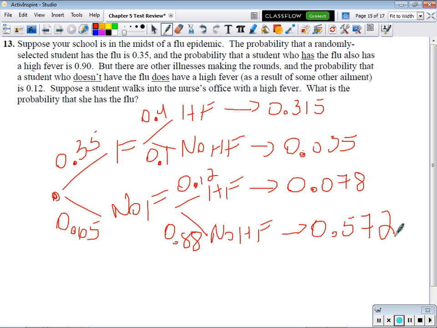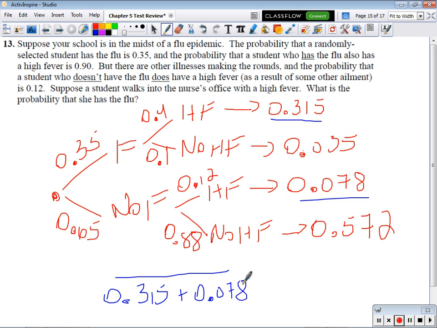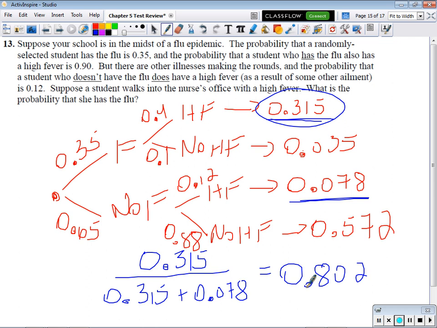The question says, suppose a student walks into the nurse's office with a high fever. So that's this group right here, high fever. That's what goes on the bottom of the fraction, 0.315 plus 0.078. So out of that group, what's the probability that someone has the flu? Out of these two values here, the one that represents somebody that has the flu is this one right here. So that's what goes on top, 0.315. So the answer to this, when you work this out, is 0.802. And that's the answer for number 13.